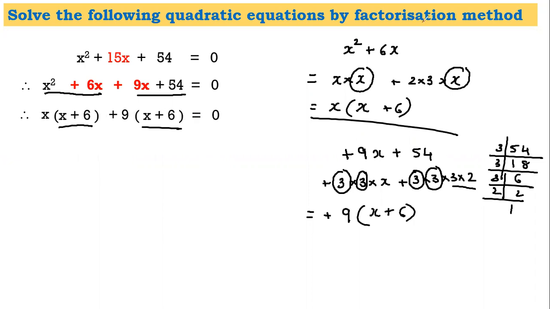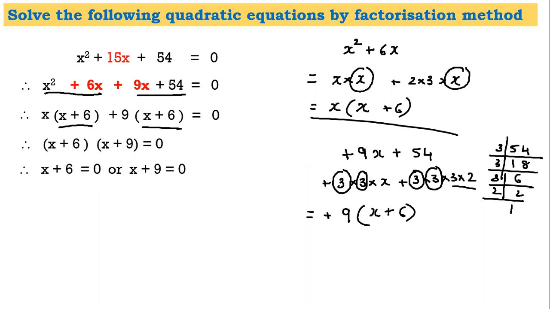So, once again, x plus 6 is common. What remains in the bracket is what is not underlined. See, x plus 9, that is equal to 0. And we studied in the previous video, when the product of two brackets is 0, at least one bracket has to be 0. Then either x plus 6 is 0 or x plus 9 is 0.